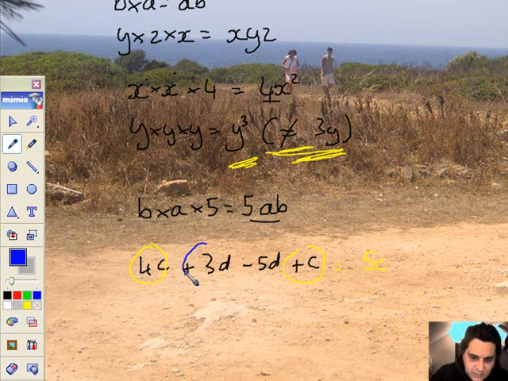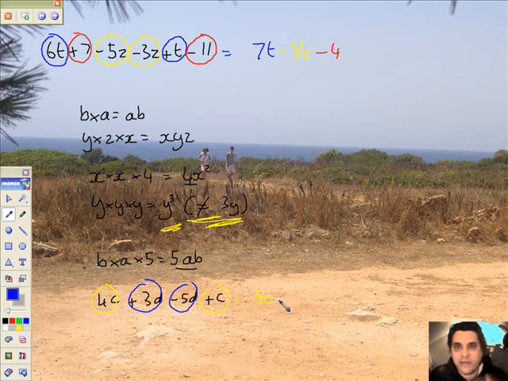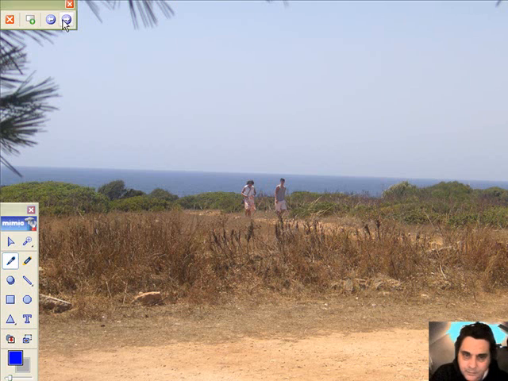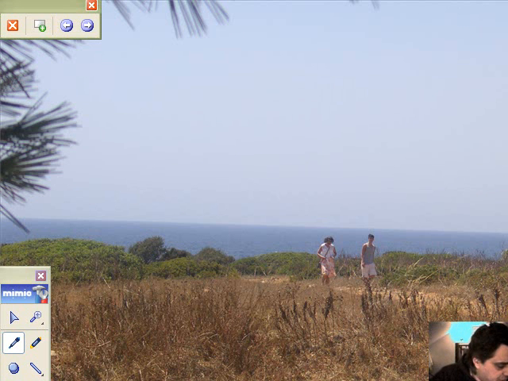Now we do the d's. I've got 3 d's. Take away 5 d's. 3 take away 5 is minus 2. So it's minus 2 lots of d. And there's your answer. 5c minus... I can't remember what I said anyway. Read it yourself. Right, question 3.